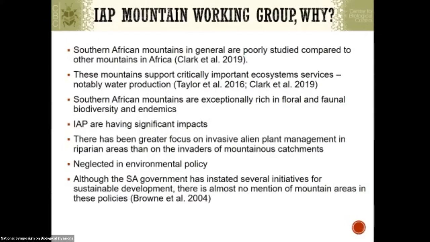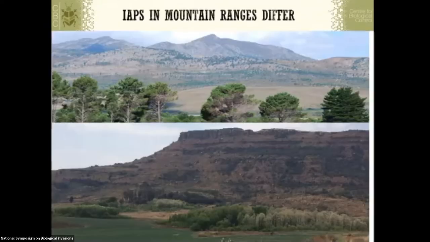environmental policy. The invisibility of mountain areas in this policy is probably because the mountains cover quite a small area of South Africa and have low human population numbers, and therefore they have limited political importance in South Africa.